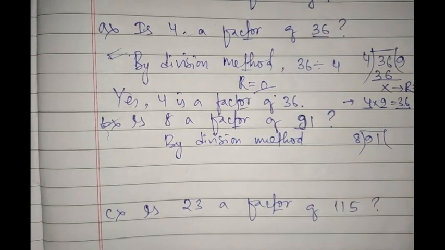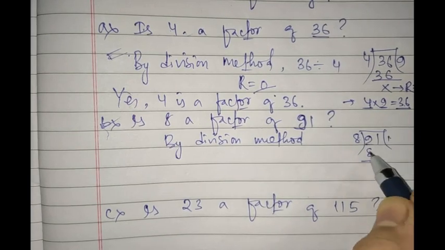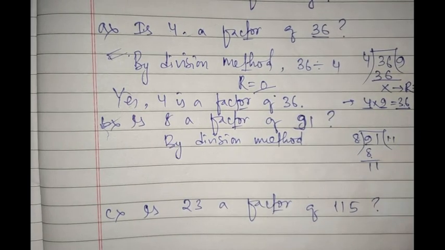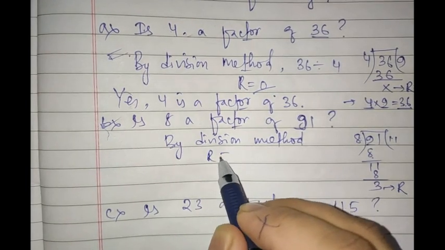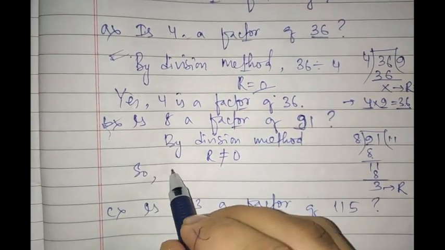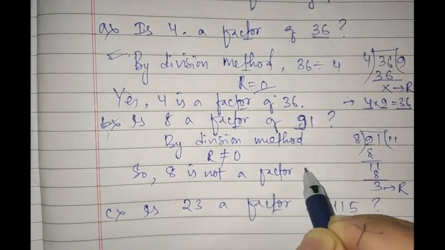So 8 8s are, so you have to look for the greater number, or simply you will just do it. 9 8 1s are 8. 9 minus 8 is 1, and 11 here, and 8 1s are 8. So 8 1s are 8, 11 minus 8, the remainder is 3 here. Remainder is not 0. So we will say 8 is not a factor of 91.